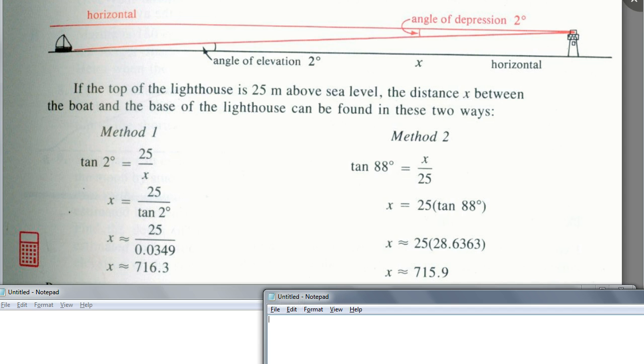Can't you, for method 1, just multiply by x, right? And then if you multiply by x, you get x times tangent of 2 degrees. Yeah, you multiply both sides by x. Then on the left, you get x times tangent of 2 degrees. Then you have to divide by tangent of 2 to get x by itself. Okay. All right. Any questions?